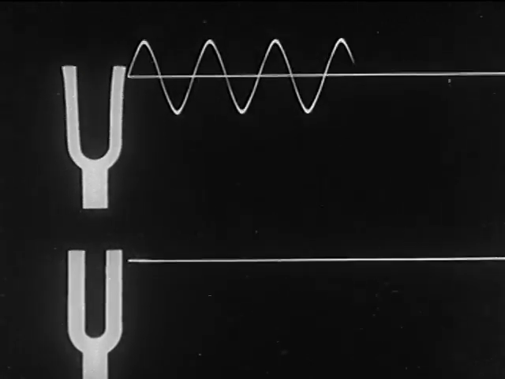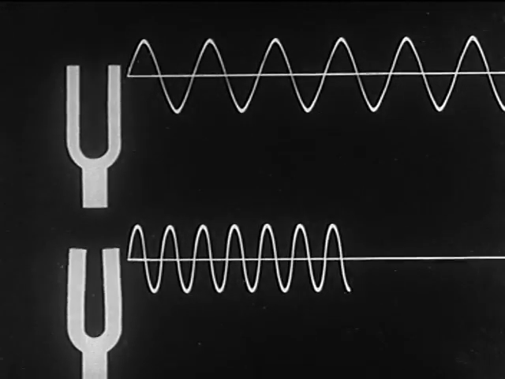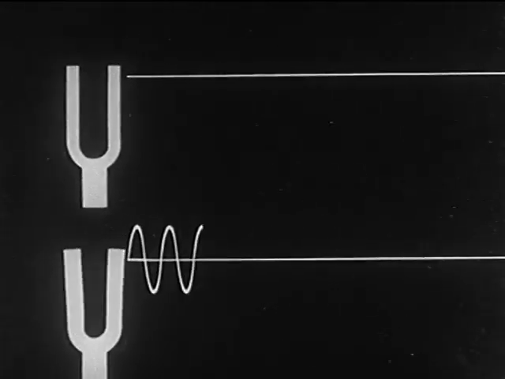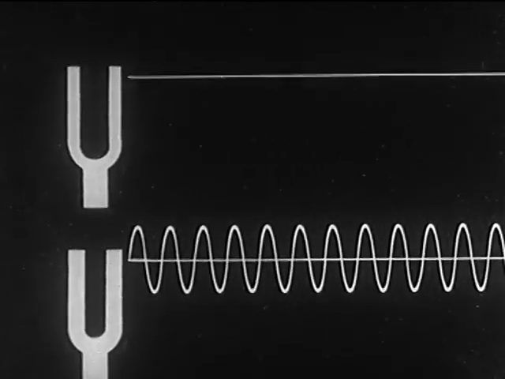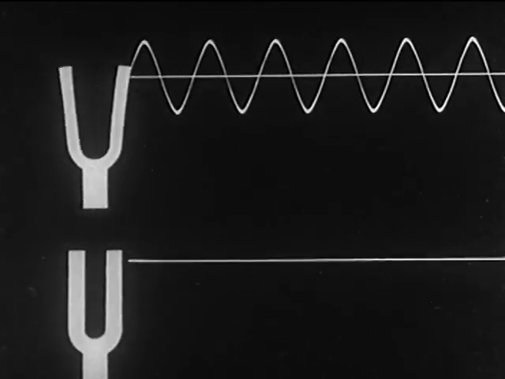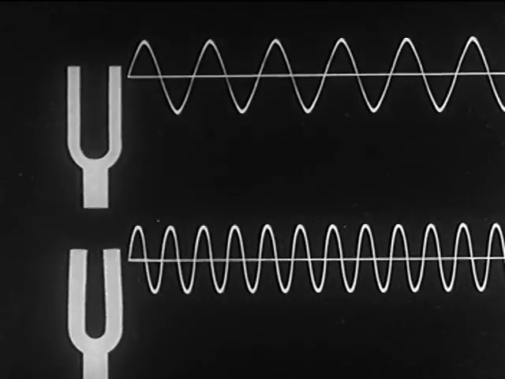To explain such differences, we picture 2 different sound waves. Here, the lower fork makes more complete vibrations per second. Therefore, its frequency is greater. It is evident that the one with the greater frequency has the higher pitch.